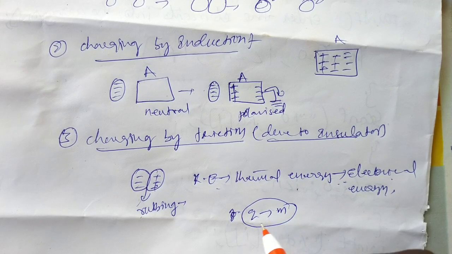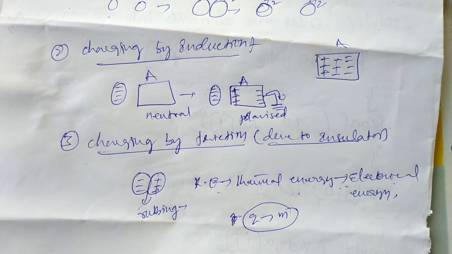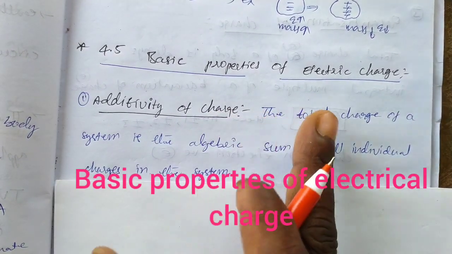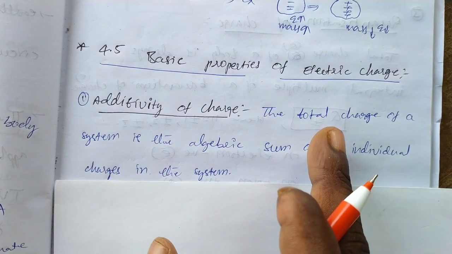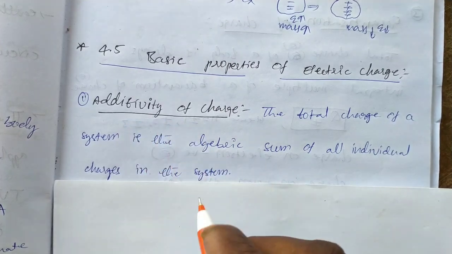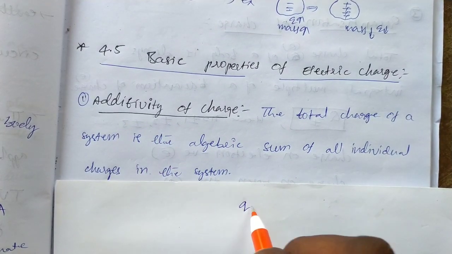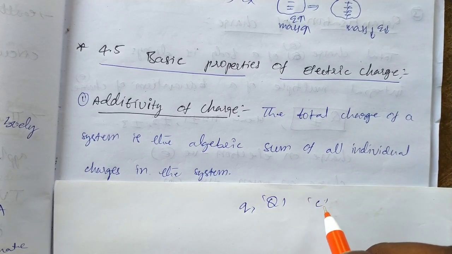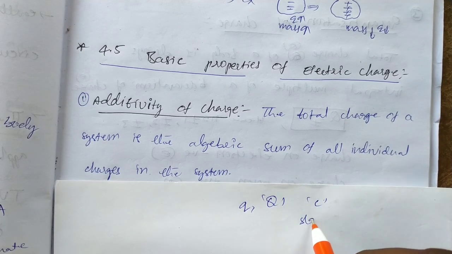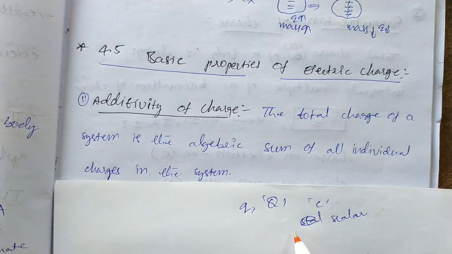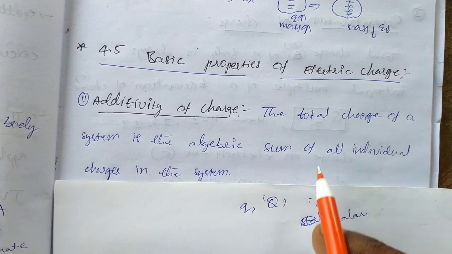Okay, later we'll discuss the difference between mass and charge carriers. Now we discuss the basic properties of electric charge. Charge is denoted by Q, small q or capital Q. The SI unit of charge is the coulomb, denoted by C. Charge is a scalar quantity. There are three properties of electric charge.